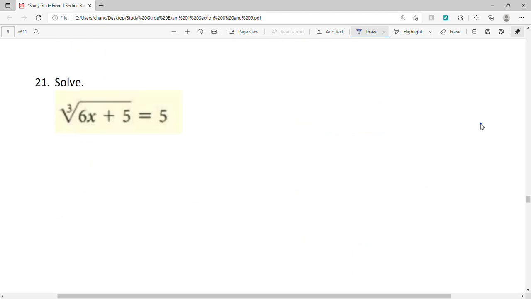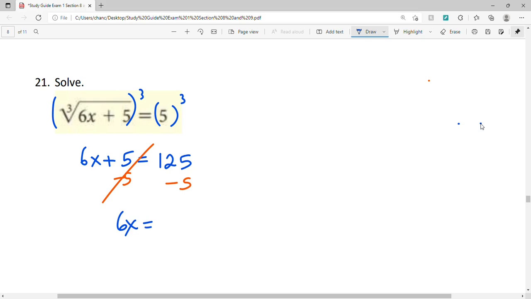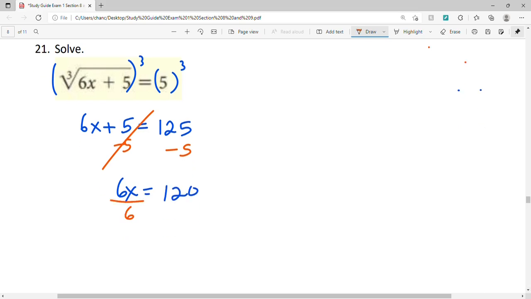For question 21, I will isolate the radical, which is already done for me. Then I can raise both sides to a power of 3. On the left, you'll have the cube root cancel out. This gives us 6x plus 5 equals 5 cubed, which is 125. We can subtract 5 from both sides now, and so 6x is equal to 120. Let's divide both sides by 6, and so my final answer is x equals 20.